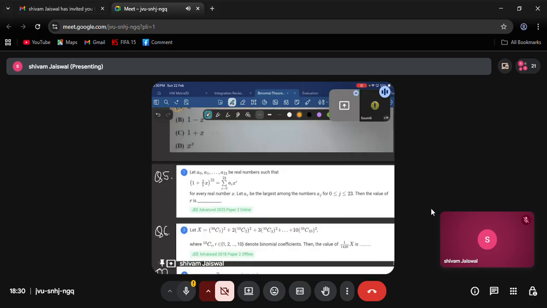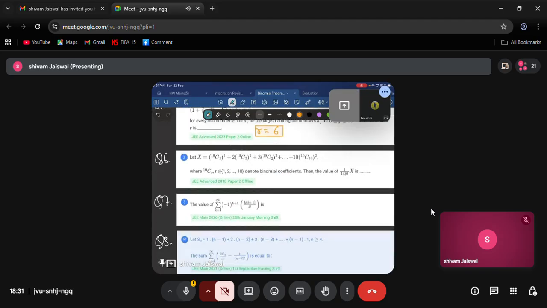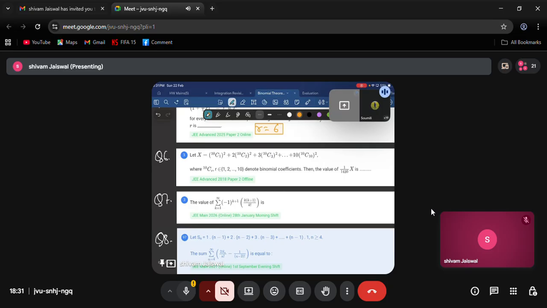Anyways, we are moving on to question number 5. Question number 5 came in JEE Mains. The answer is 6C. Questions on greatest, largest term also come. R is equal to 6. Anyone having any doubt, you can ask me now. Number 6 came in JEE Advanced 2018. The answer is 646. Anyone having any doubt, you can ask me now.